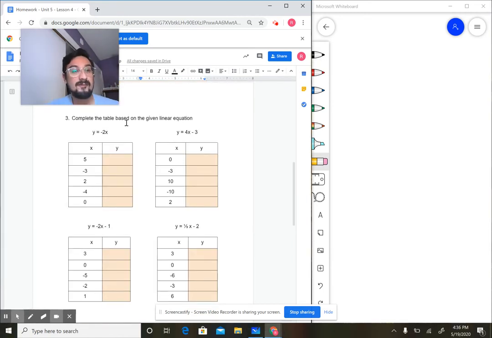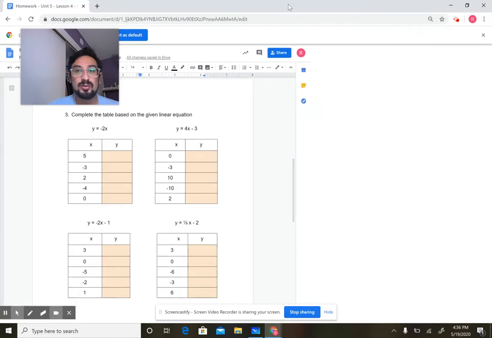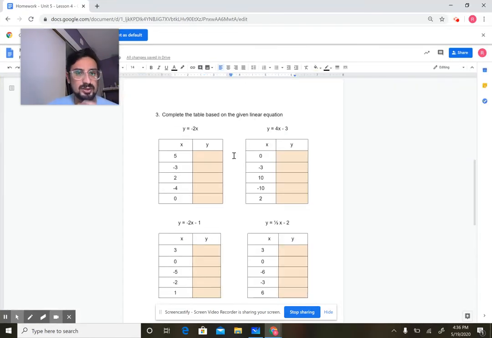Okay, for the next one, we have complete the table based on the given linear equation. For this one, what we're going to do is substitute the x for this x over here, right? So for this one it's going to be negative 2 times 2, and negative 2 times 3, negative 3. This one should be negative.